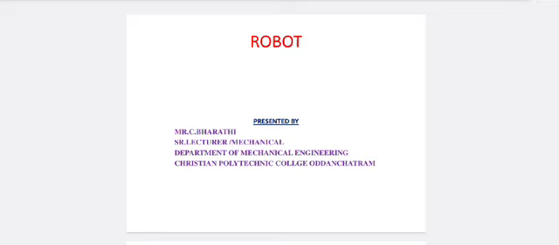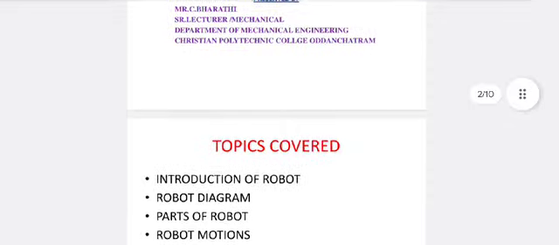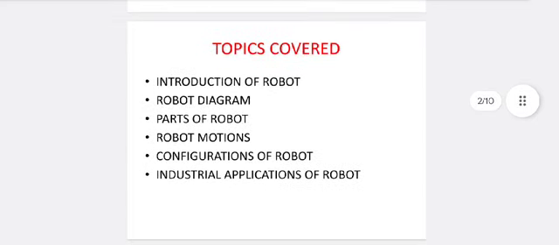A robot is a reprogrammable device. Nowadays robots are used in all sectors: medical, education, production, the manufacturing sector, and automation companies. Industries use a large number of robots. Topics covered: introduction of robot, robot diagram, parts of robot, robot motions, configurations of robot, and industry applications of robot.